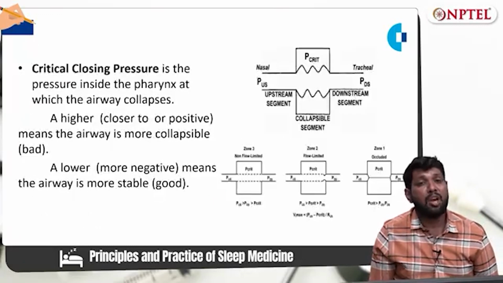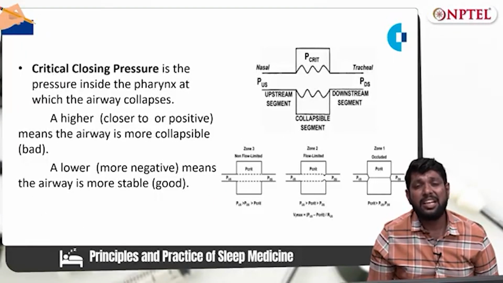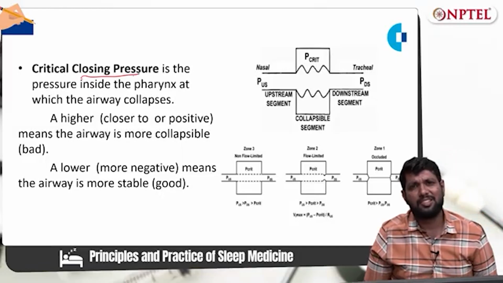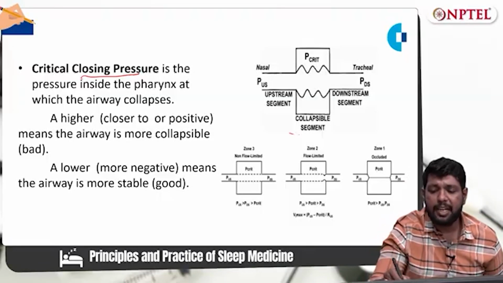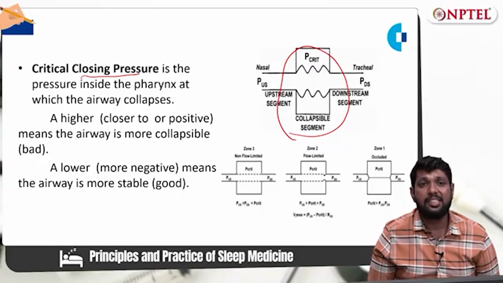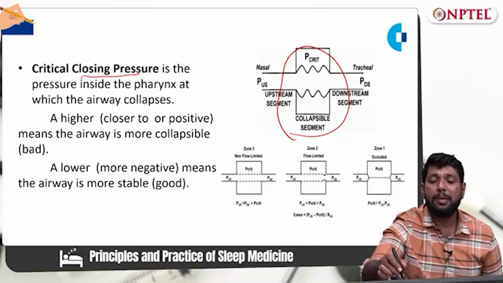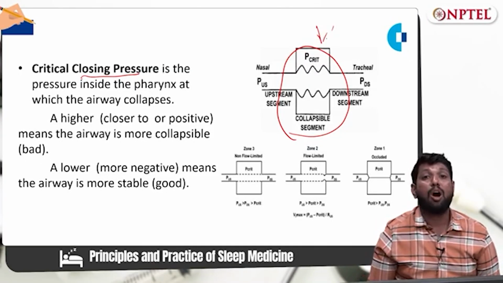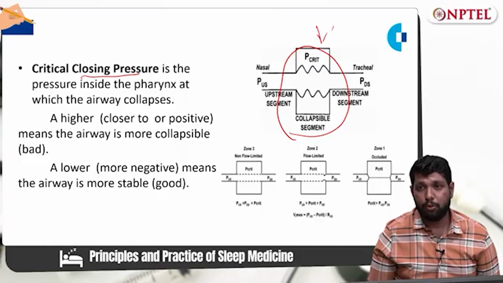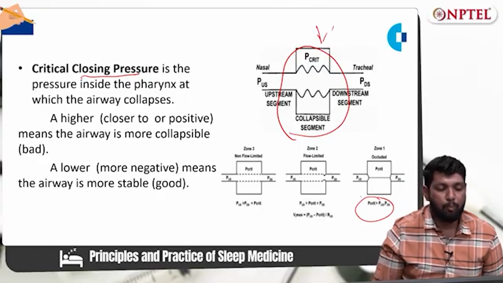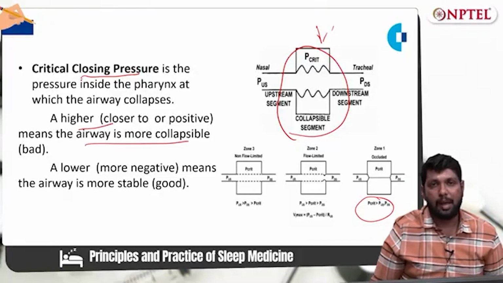Now we are moving on to why the airway is frequently collapsible during sleep. The main important pathology is critical closing pressure. What is critical closing pressure? The critical closing pressure is the pressure inside the pharynx at which the airway collapses. This Pcrit may increase in cases of excessive fat deposition around the neck or obesity and other factors. So when Pcrit, that is critical closing pressure, is very high, the airway becomes more collapsible.